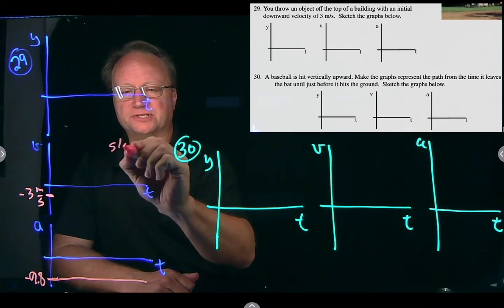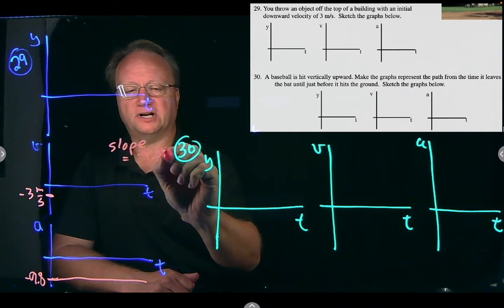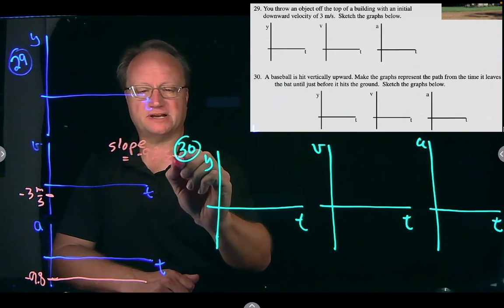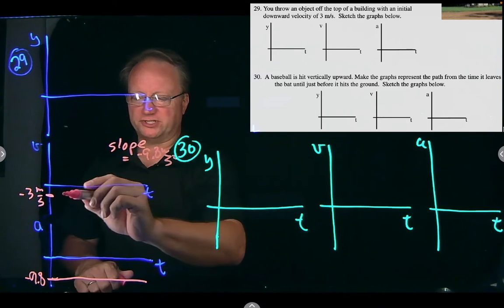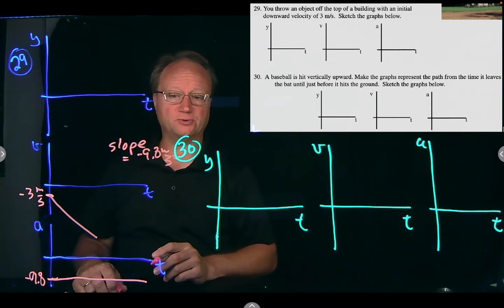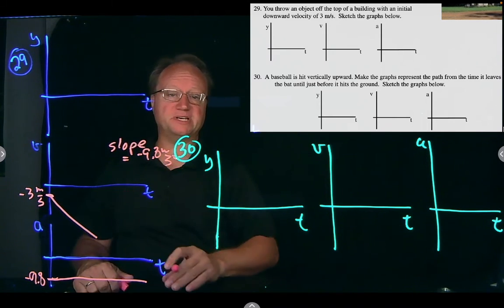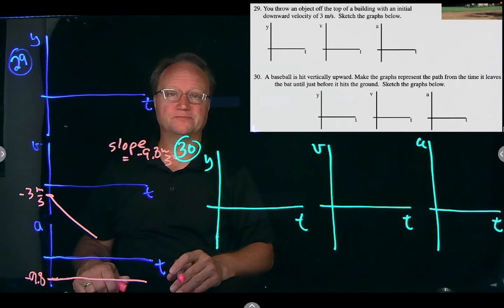That tells us the slope of the velocity versus time graph. And so we're going to start at negative 3, and we have a slope value of negative 9.8. So it continues to pick up speed in that downward direction.